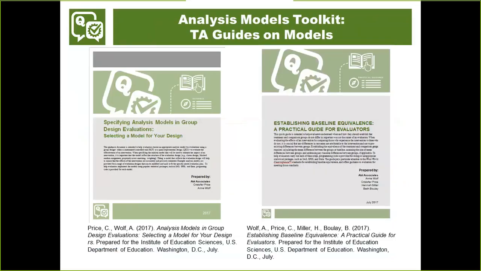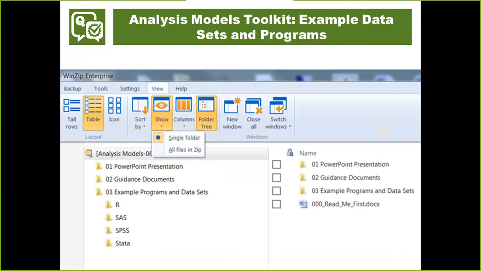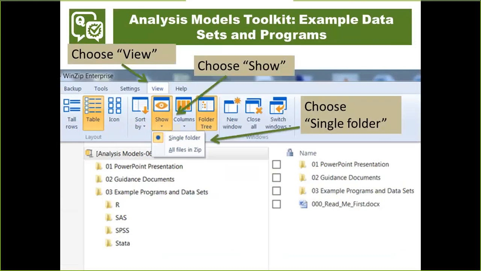Here's what the 2 guidance documents look like, one for impact models, one for assessing baseline equivalence. When you open the zip file, I want to make sure that you see the subdirectory structure that's shown here. Click the View tab, then choose Show, then choose Single Folder, and it should look like this. Also, if you unzip the zip file to your local drive, I strongly encourage you to keep the subdirectory structure as shown here, with separate directories for the R, SAS, SPS, and Stata programs and files.